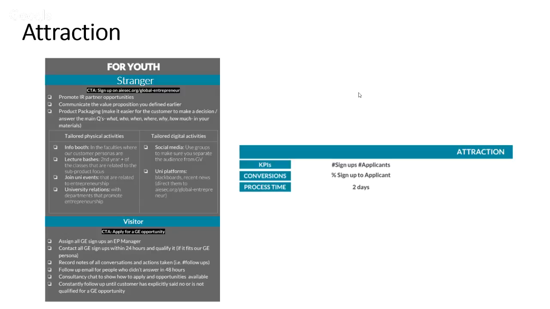And then you have to always communicate the value proposition we defined earlier. In Connect, we saw the value propositions, both in GT and GE, and we knew that they are different value propositions. We need to be clear on that and communicate effectively the value proposition that each product has.